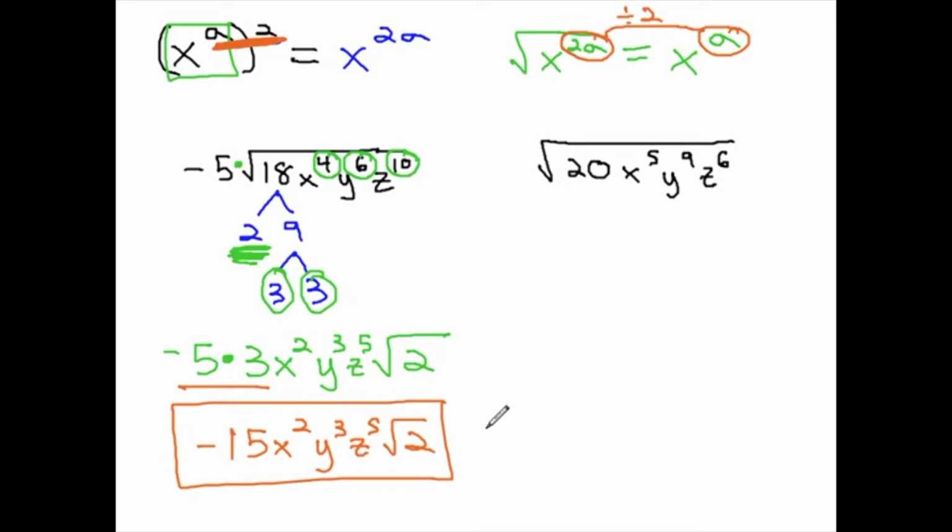As we work, sometimes we won't be able to divide the exponents by 2 evenly. If that's the case, the remainder will remain inside the radical as a leftover, just like the 2 remained inside when it didn't have a match.